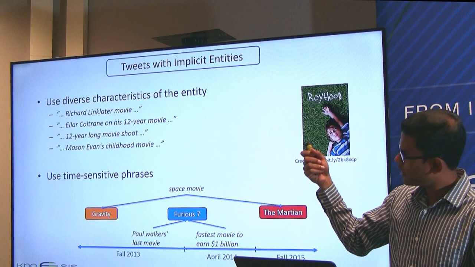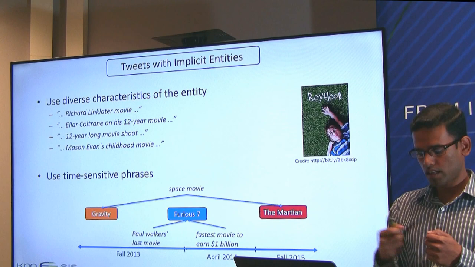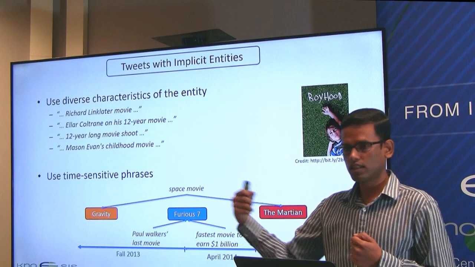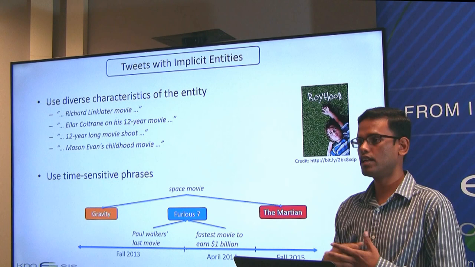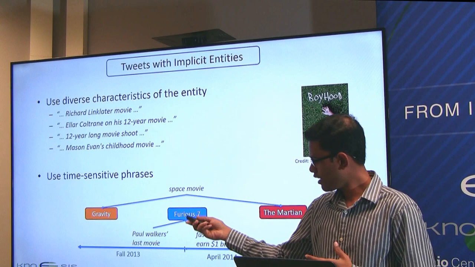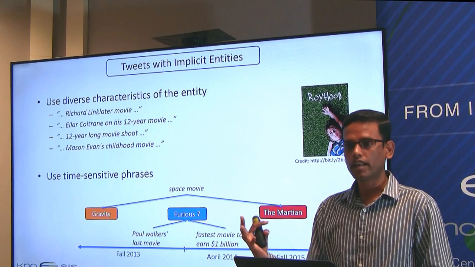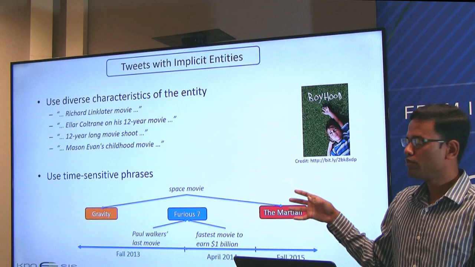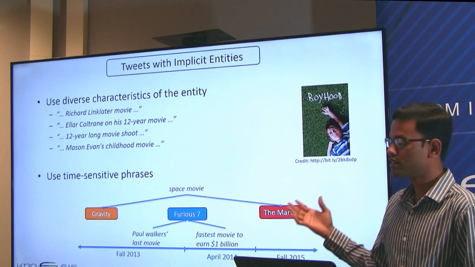And not only that, the phrases that you use in informal communication are time sensitive. Like space movie in 2013, you would assume that is Gravity, and then when you use the same phrase in 2015, it's the movie Martian. The same entity can be referred to with two different phrases in two different time intervals based on the events happening in the real world. Social media reacts very quickly to real-world events, so you will see those things in implicit entity manifestations.